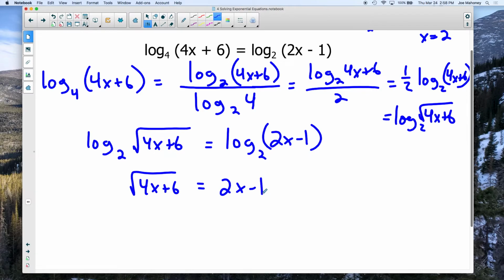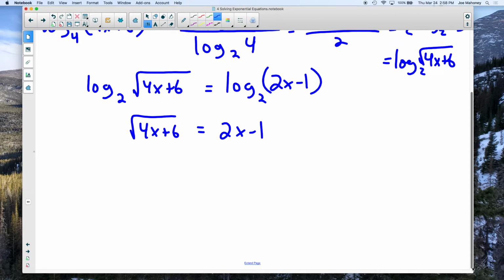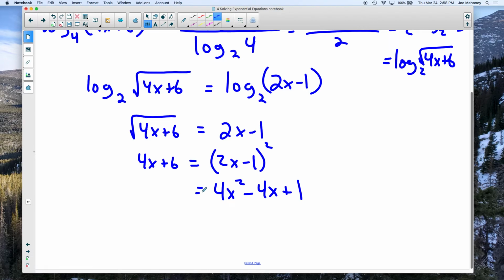Is that an equation you can solve? Oh, yeah. You want me to wait a minute and let you solve it? Go ahead. I got to tie my shoe. All right, my shoe is tied. How do you get rid of the square root? We square both sides. So I'm going to get 4x plus 6 equals the square of 2x minus 1. And if I square that, remember your binomial expansion? Oh boy, that came in handy.